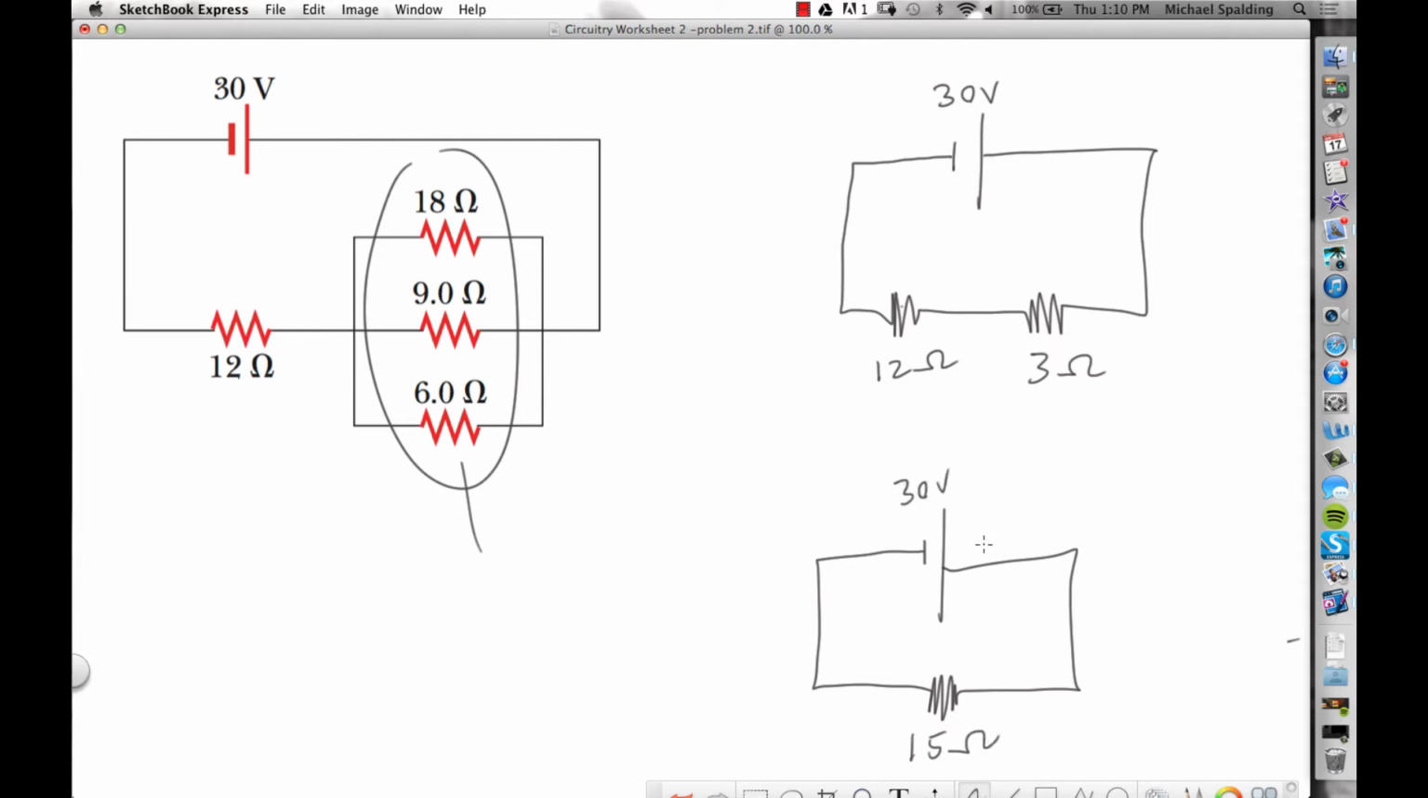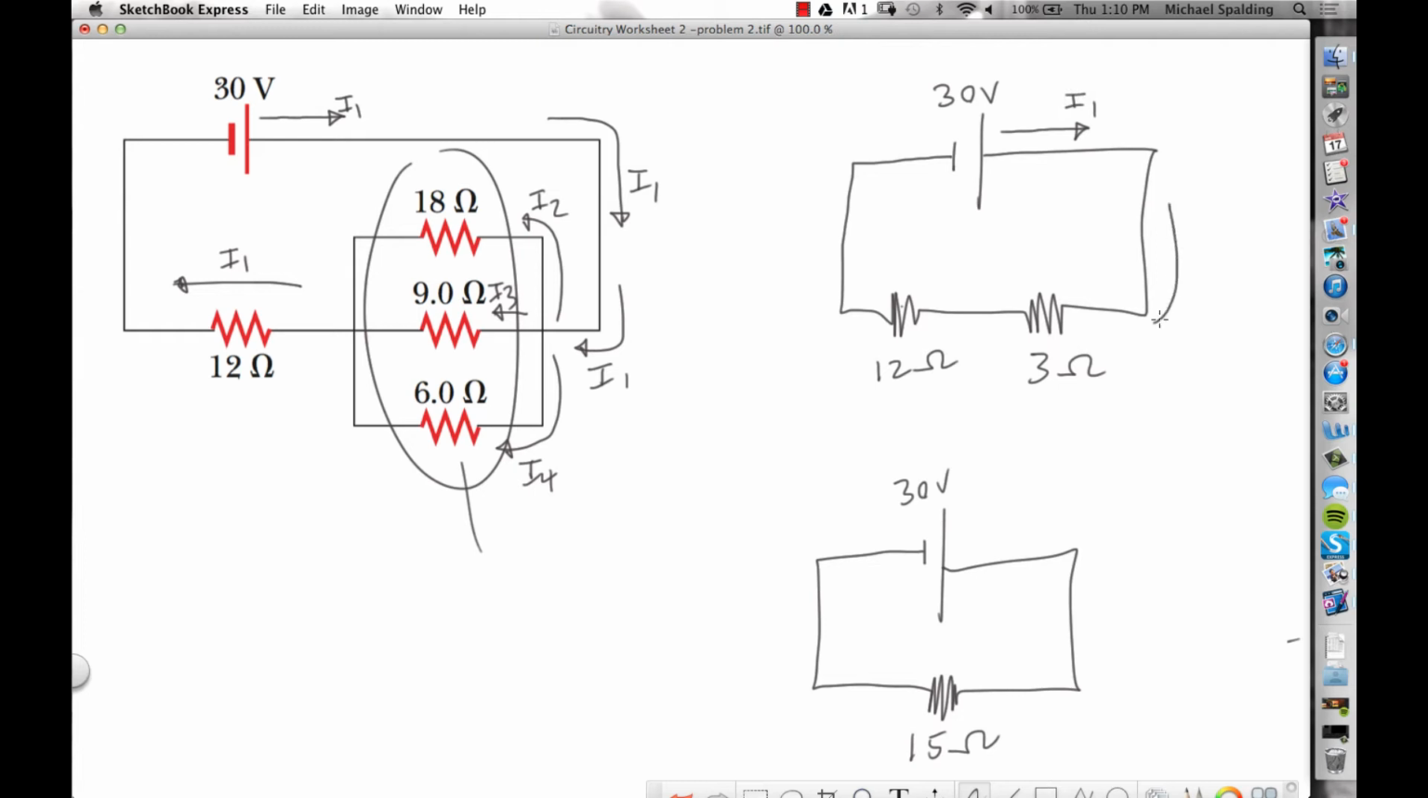Okay, now let's label our currents. The current out of the battery is I1, right? So I1 goes around like this. It's the current before splitting. There's I1. And then up here, we'll call this I2. And then through here would be I3. And then down here will be I4. And then what's this one going to be? We're back to I1.